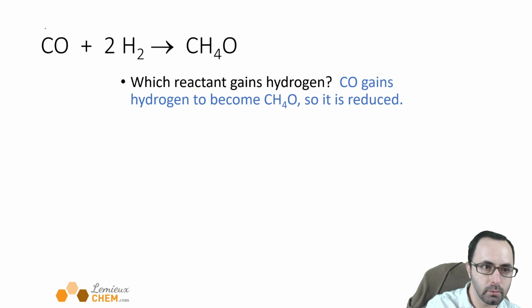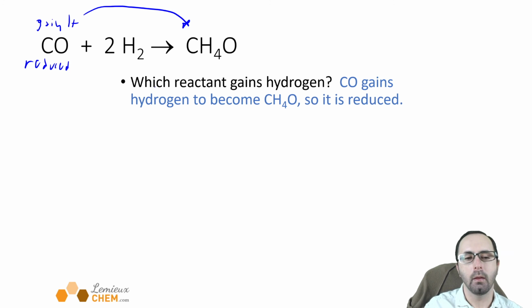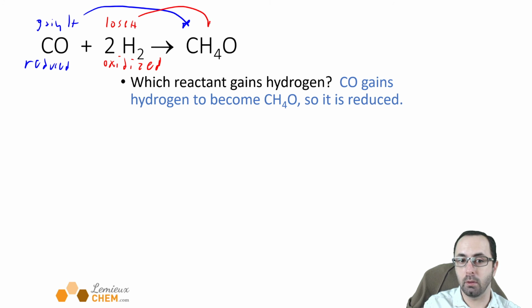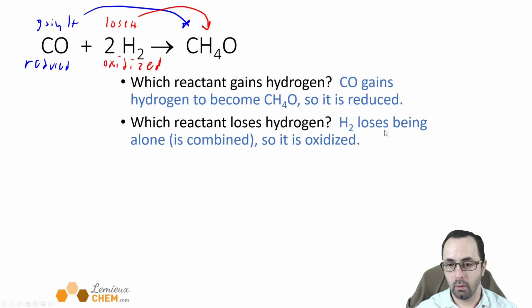So I'll say gain H going from here to here. We say this is reduced. Now, the hydrogen is providing the hydrogen atoms. So this is essentially losing its own hydrogen atoms. So it's providing them. So we say that this was oxidized. It lost the hydrogen to make the CH4O. So it's combined here, basically.